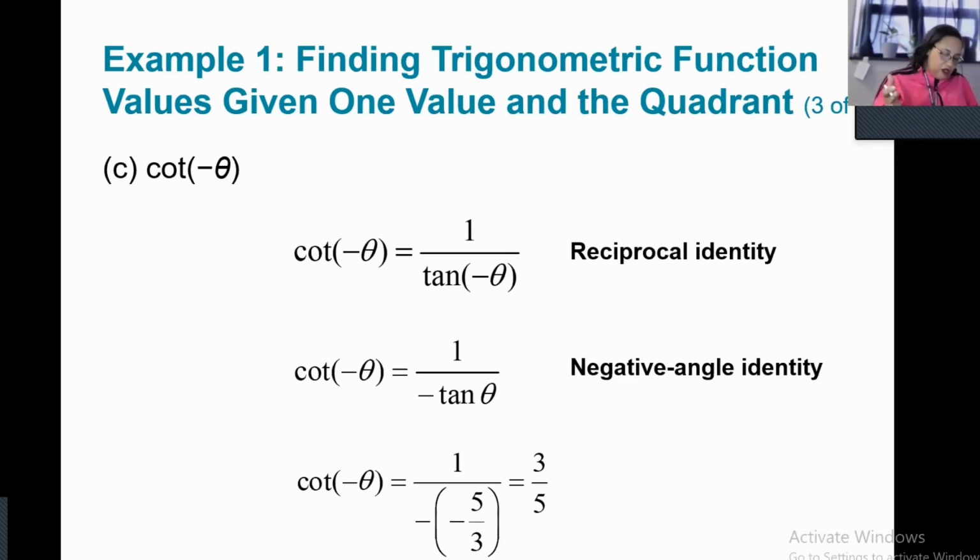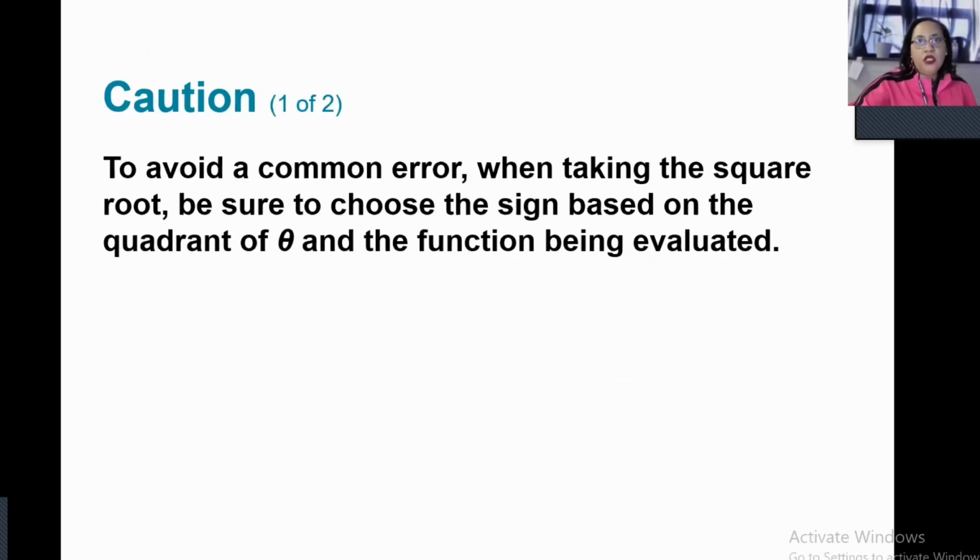So the negatives cancel, and then you just flip, do it with the reciprocal, and that's how you get 3/5. All right, caution here: when taking the square root, be sure to choose the sign based on the quadrant of the angle and the function being evaluated. Yeah, that square root can be tricky.